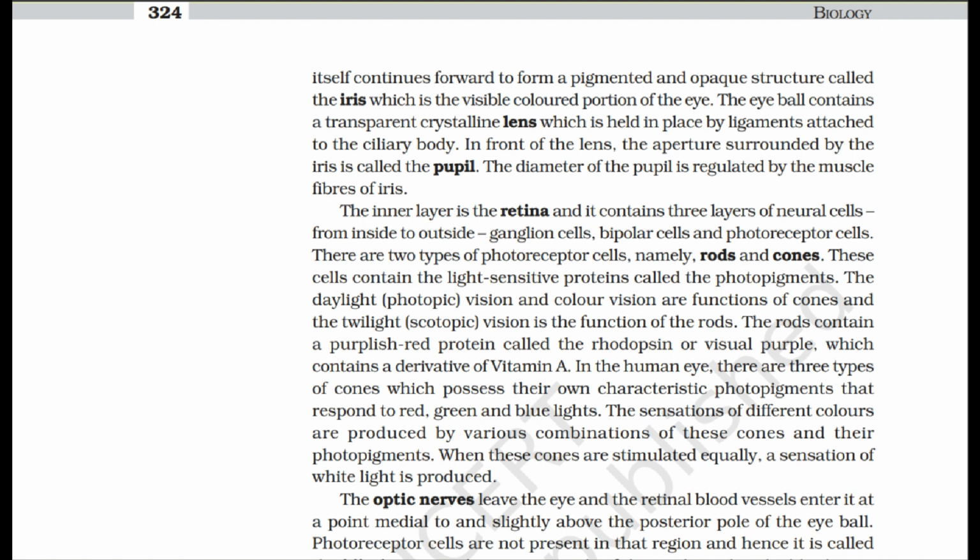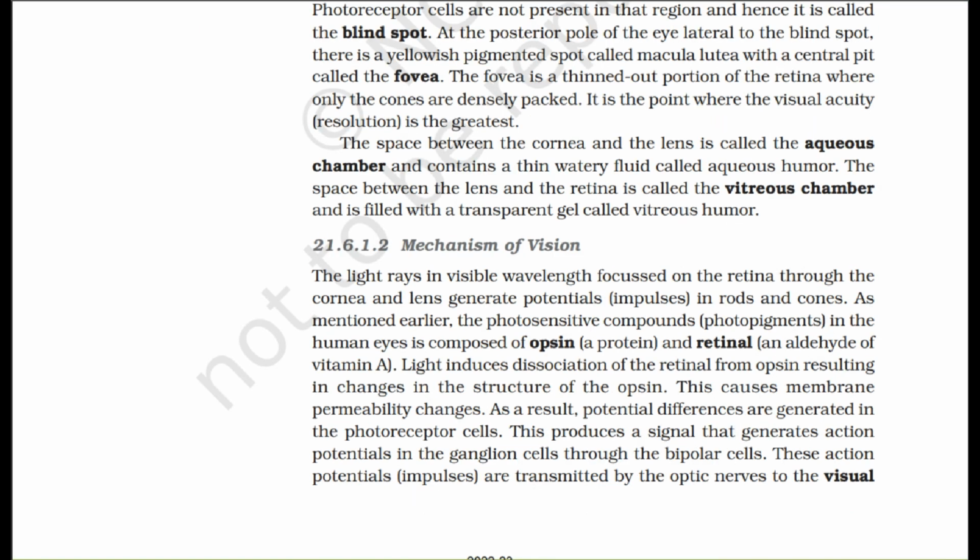The optic nerves leave the eye and the retinal blood vessels enter it at a point medial to and slightly above the posterior pole of the eyeball. Photoreceptor cells are not present in that region, and hence it is called the blind spot. At the posterior pole of the eye, lateral to the blind spot, there is a yellowish pigmented spot called the macula lutea with a central pit called the fovea. The fovea is a thinned out portion of the retina where only the cones are densely packed. It is the point where the visual acuity (resolution) is the greatest.